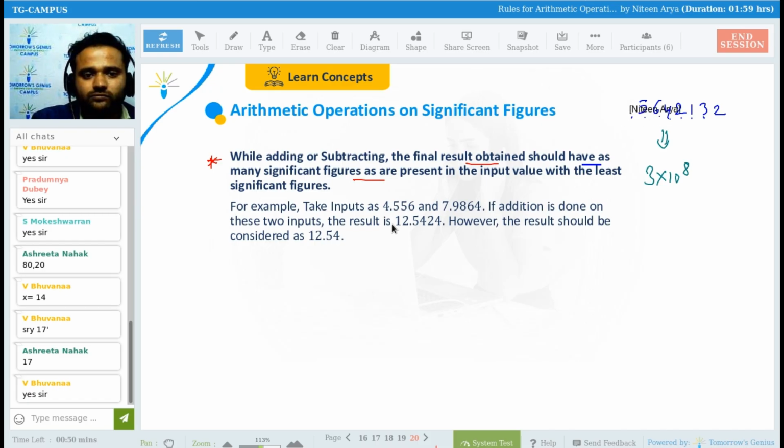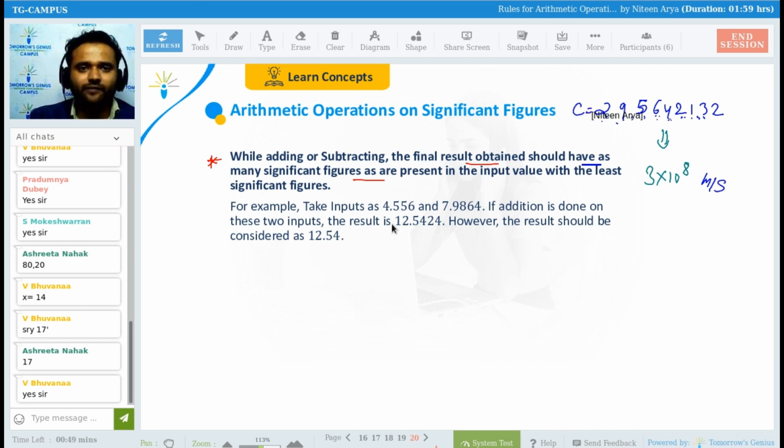Wait a minute. 295, okay. 1 2 3 4 5 6 7, 1 2 3 4 5 6 7 8. Remove this then. So it is in this way: 2 point, okay, 1 is going to be 2. Now if I convert, I can write 2.954621328 into 10 to the power 8, which is converted into 3 into 10 to the power 8. That is the speed of light, right?